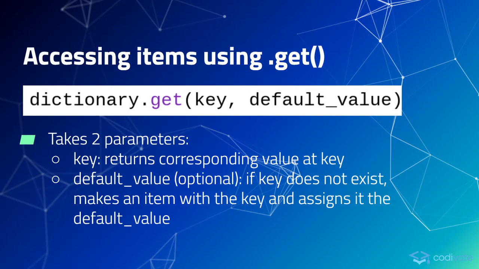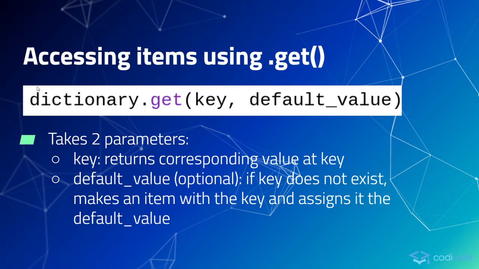Alright, let's look at some methods for dictionaries. The first one we're going to take a look at is the get method. This is a very important method. It takes in 2 parameters. The first one is necessary, but the second one is not necessary. It's just an optional parameter. But we'll go through each of them.